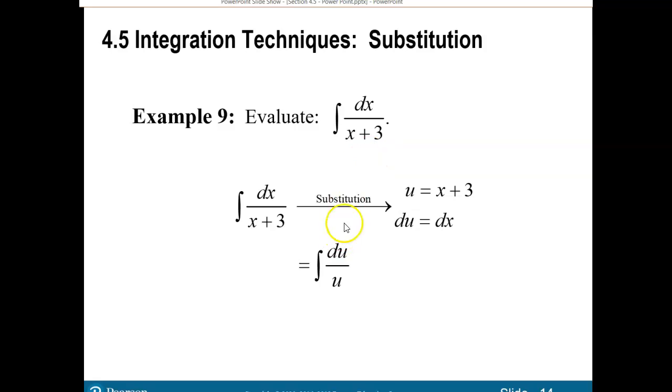So this becomes, since dx is the same as du, and then this bottom is just u. So I get du over u, which is 1 over u du. So that's a natural log of u. Then I put my u back in. So natural log of x plus 3 plus c.